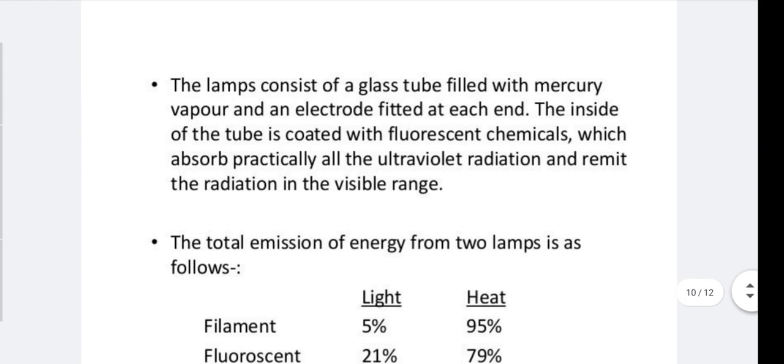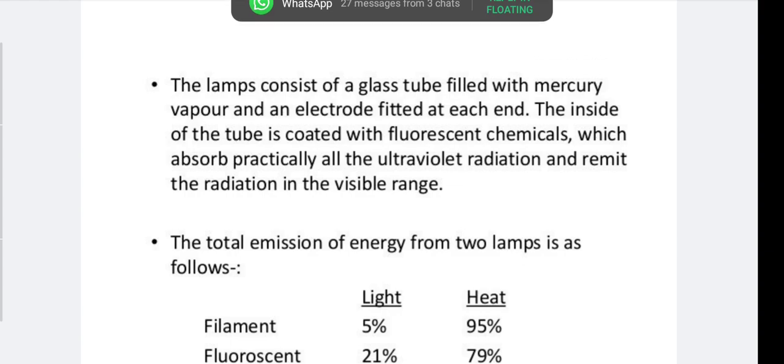The lamps consist of glass tubes filled with mercury vapor and an electrode fitted at each end. The inside of the tube is coated with a fluorescent chemical which absorbs practically all the ultraviolet radiation and remits the radiation in the visible range. So in the tube light, inside it is mercury vapor and an electrode is fitted at each side, and inside there is a coating of fluorescent chemical, which will prevent the ultraviolet radiation from coming out.